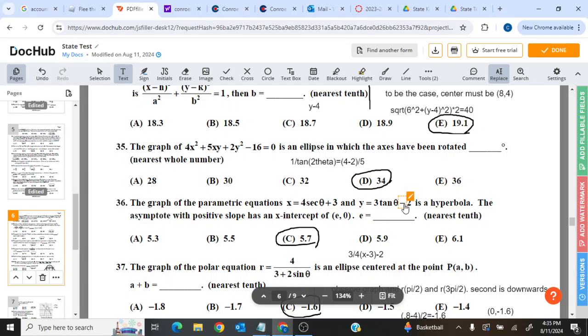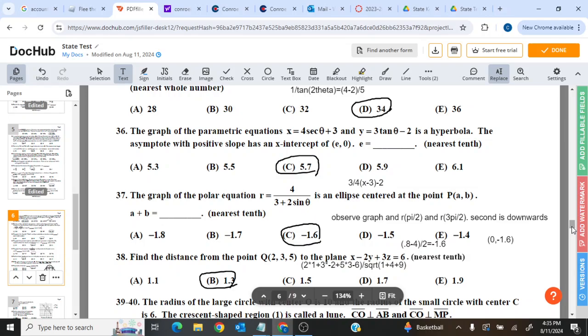The graph of the polar equation r equals 4 over 3 plus 2 sine of theta is an ellipse focused at point (A, B). A plus B is what? There are multiple ways you can do this. First off, like always, I'd suggest just going to polar form and plugging in the equation, 4 over 3 plus 2 sine of theta. Make sure you're in radians. And then you can draw some analysis on your own. If you do that, you can eventually figure out where the center is. You see that the center is very clearly at x equals 0.